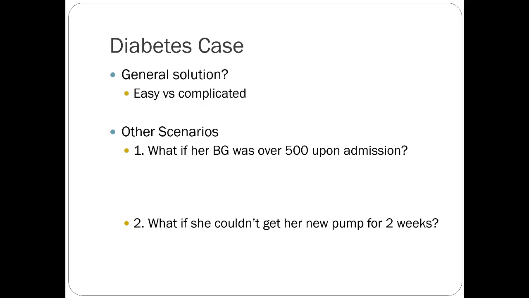So for an easy solution for this patient, I think we made the right choice by just giving her some basal insulin for the next couple of days. We gave her a glargine pen, or a Lantus pen, and discharged her from the ER. We did consult with our diabetes educator on site as well. Other scenarios: if her blood glucose was over 500 upon admission, it wasn't in this case. She was actually pretty well controlled for the most part.